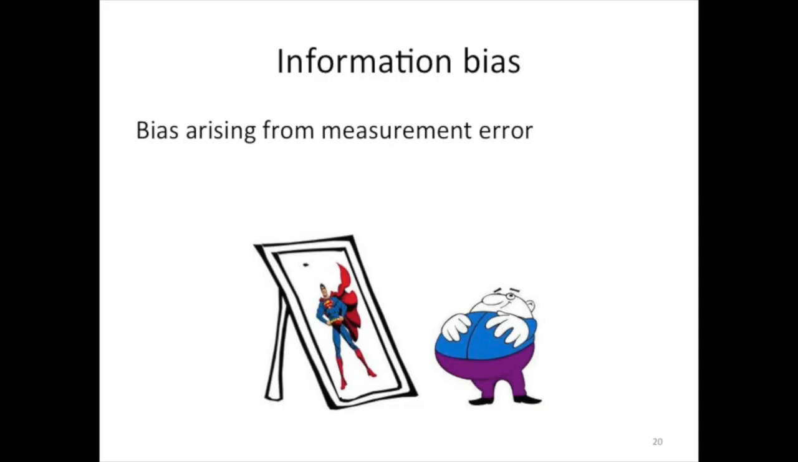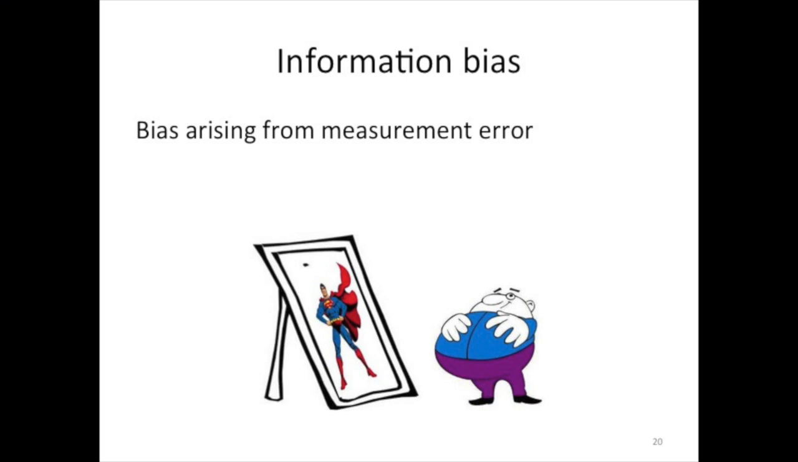A final bias which frequently may occur in secondary analysis is information bias, which is bias arising from measurement error. In primary analysis, we may choose beforehand to measure the most important concepts in an optimal way, whereas in secondary analysis, we must take what we get.